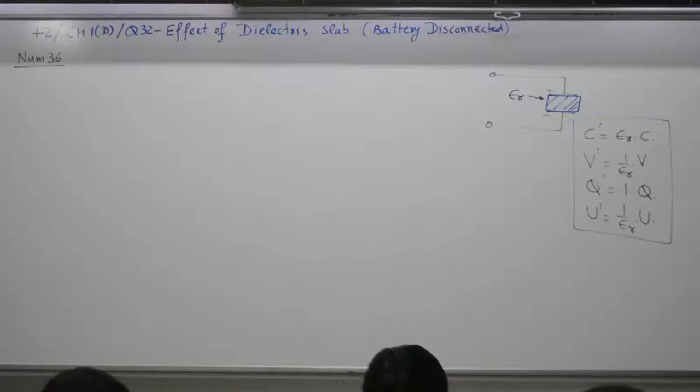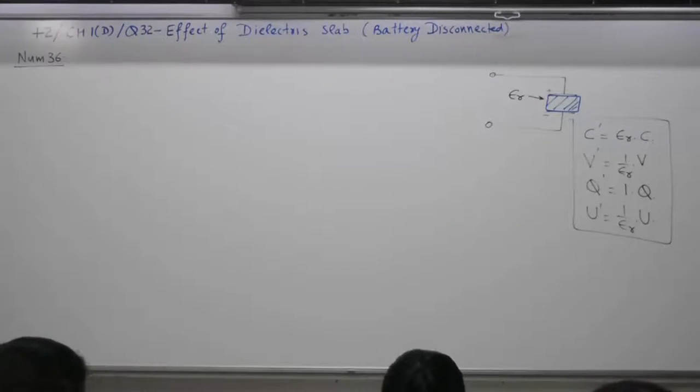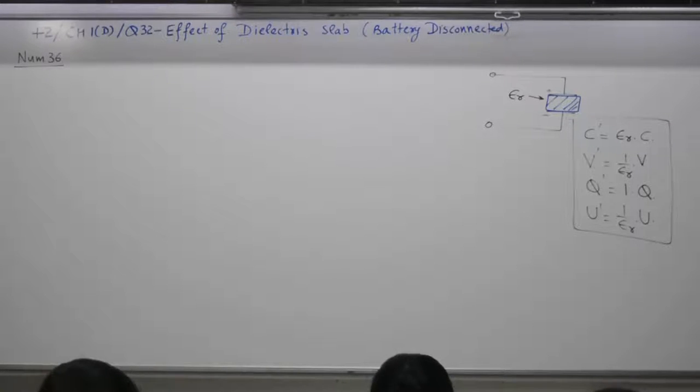Numerical number 36: the area of the parallel plates of an air capacitor is 0.2 meter square and the distance between them is 0.01 meter. The potential difference between the plates is 3000 volt. When a 0.01 meter thick sheet of insulating material is placed between the plates, the potential difference decreases to 1000 volt. Determine part 1, the capacitance of the capacitor before placing the sheet.